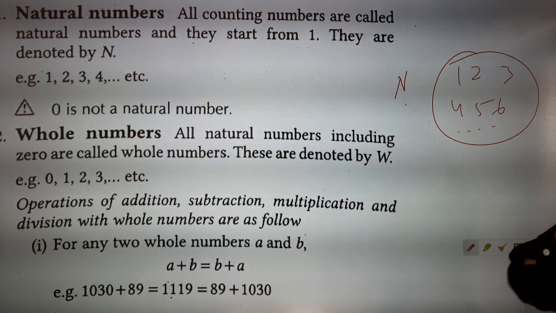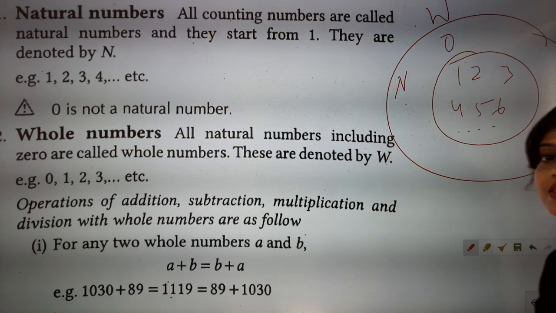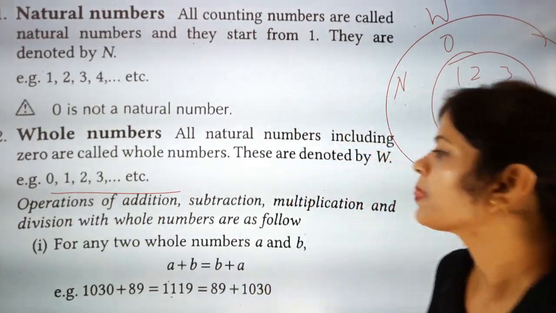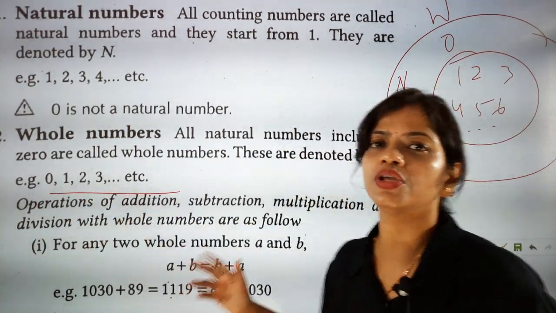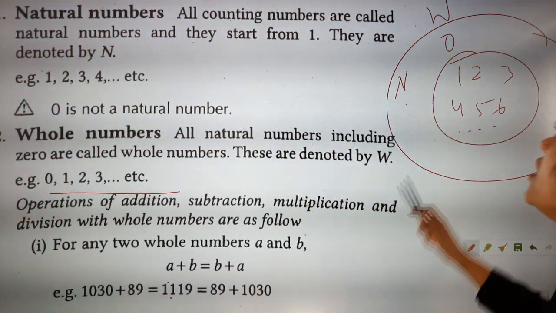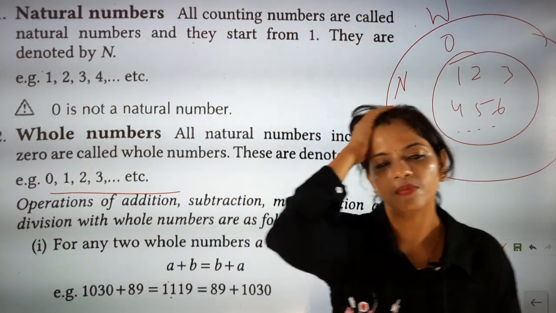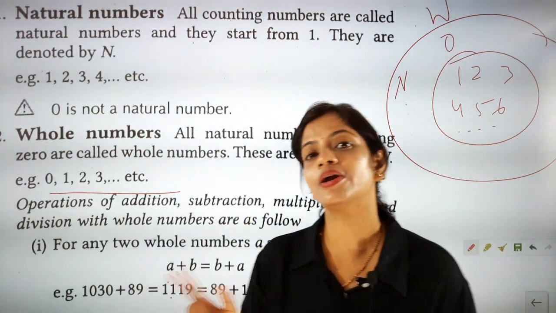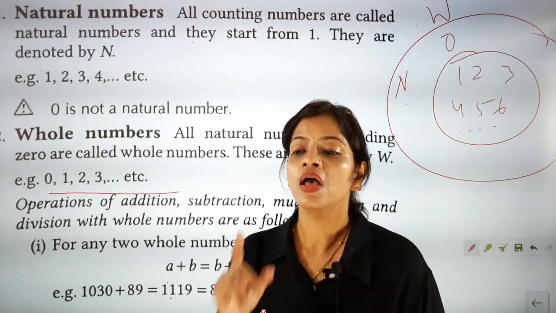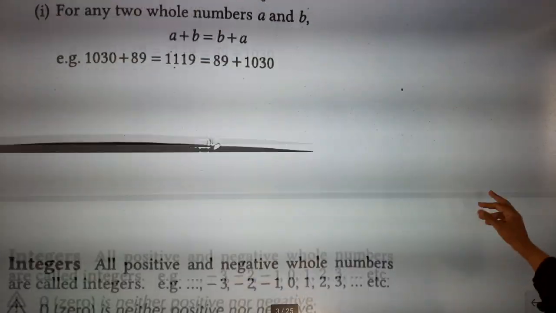Next is the whole number. Whole numbers are also natural numbers, but the whole number set has one number extra, that is 0. The set of whole numbers starts with 0, so it is 0, 1, 2, 3, 4, 5, 6 till positive infinity. So if somebody asks you what number is present in whole numbers but not in natural numbers, you will say that whole numbers have one extra digit and that is 0. Natural numbers start from 1, whole numbers start with 0.